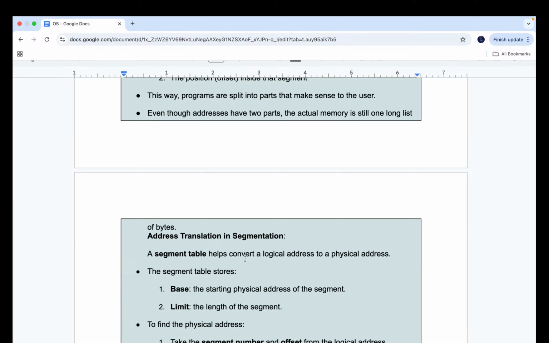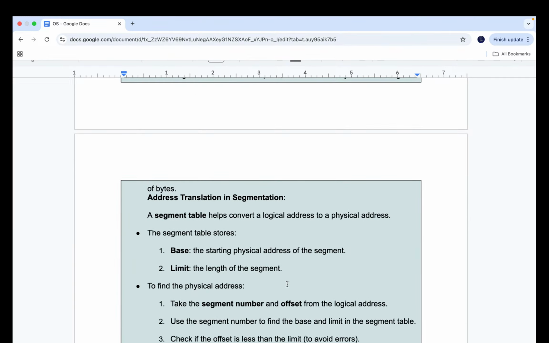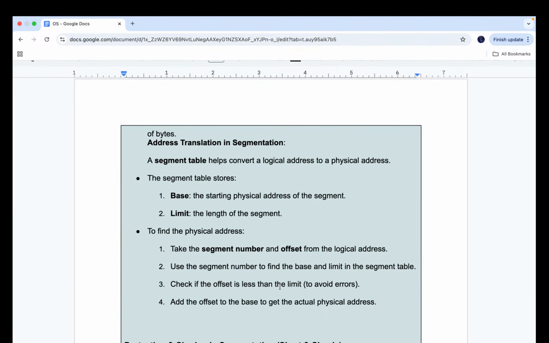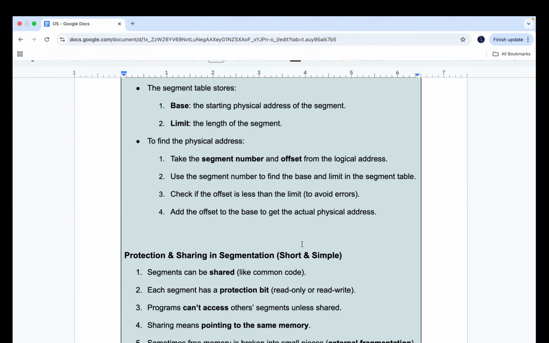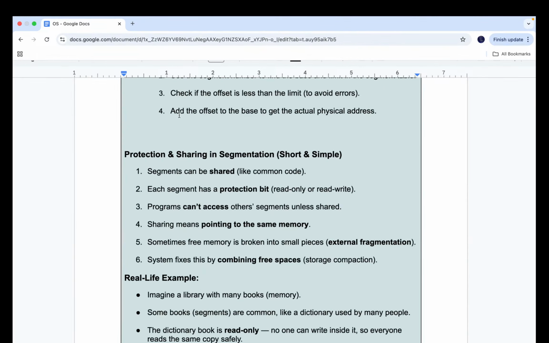Address translation in segmentation. A segment table helps convert a logical address into a physical address. The segment table stores base and limit: the starting physical address of the segment and the length of the segment. To find the physical address, take the segment number and offset from the logical address. Use the segment number to find the base and limit in the segment table. If the offset is less than the limit, to avoid error, add the offset to the base to get the actual physical address.